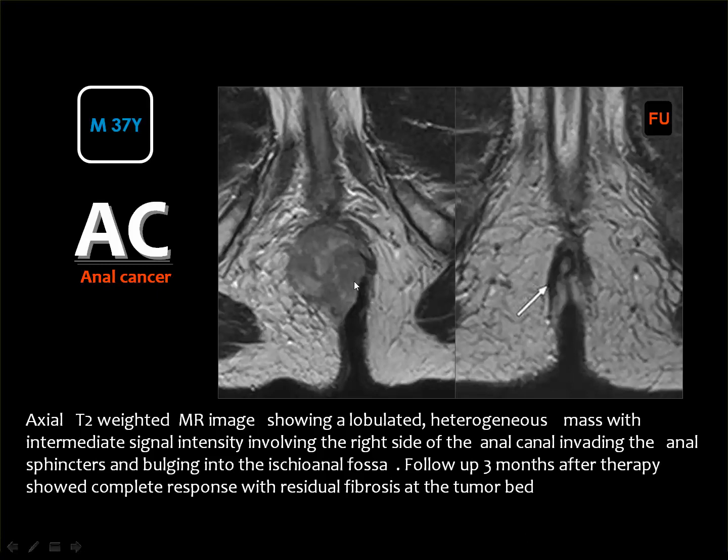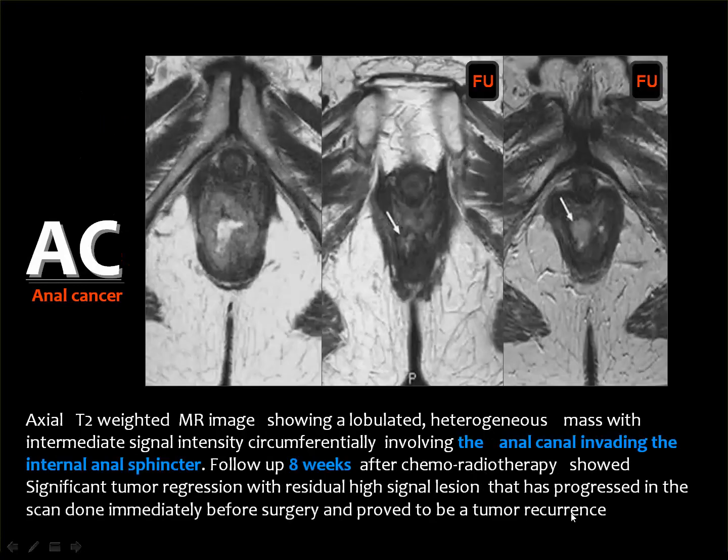And this is an anal cancer that has been treated, and the follow-up 3 months after therapy showed significant regression of the tumor with residual fibrotic band at the site of the lesion.